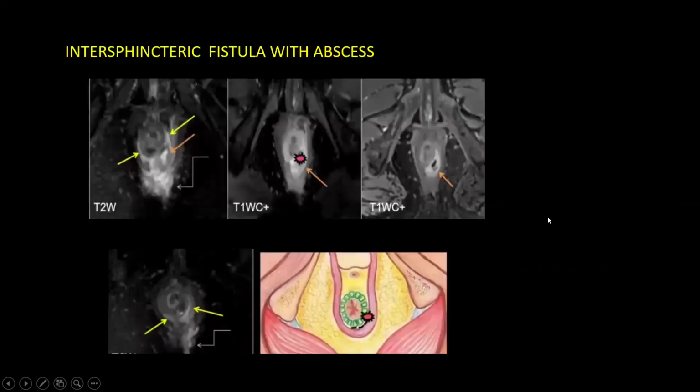Third case, the intersphincteric fistula becoming an abscess. So you've got an intersphincteric fistula, but this time the fistula is getting distended, filled with fluid, and you can see a full abscess inside the intersphincteric space, right? You can see this abscess, right? So an abscess with the intersphincteric fistula.